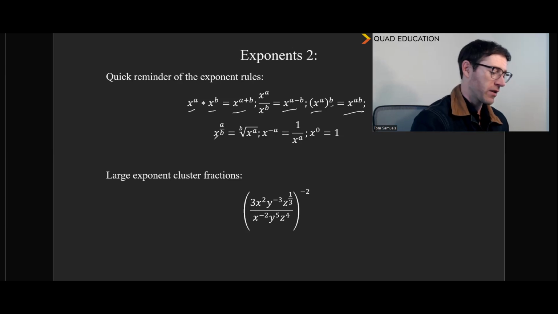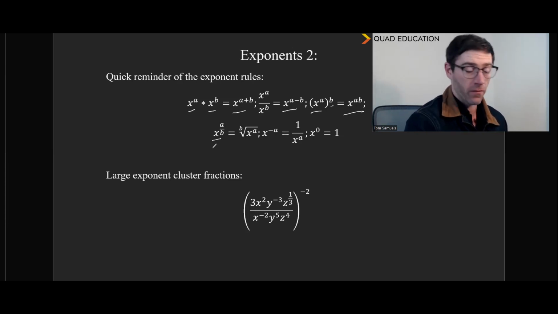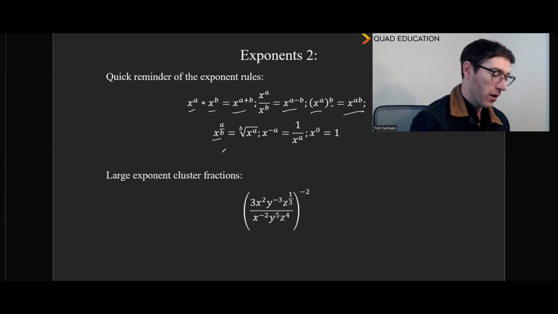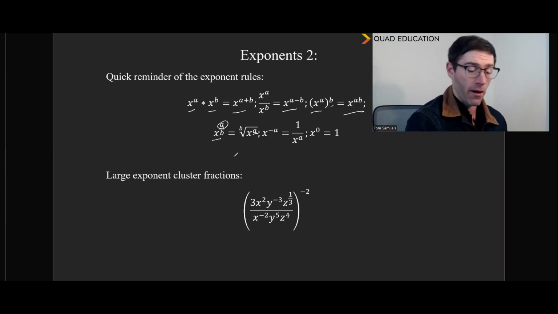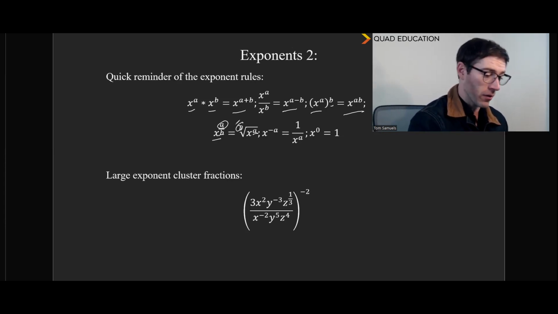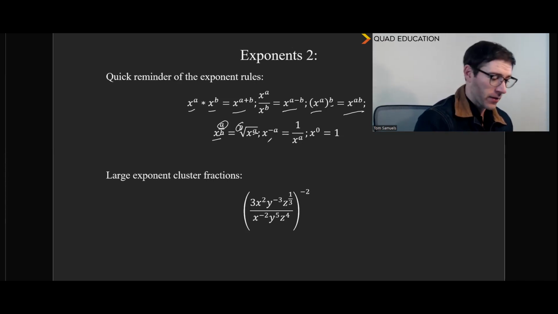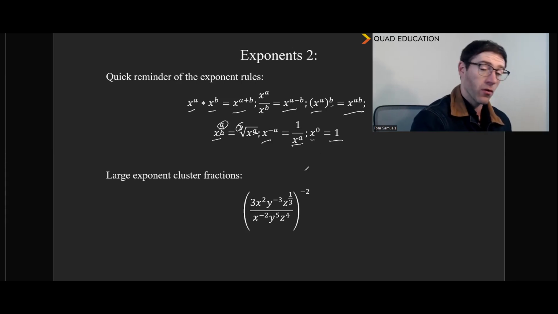Next we have x to the a over b, a fractional exponent. Fractional exponents are one of those things that give people the most trouble with exponents, so pay attention for this one. In any case, for exponent fractions, the numerator is the power and the denominator is the root. So x to the a over b is the b root of x to the a. X to the negative a just means 1 over x to the a. And then finally, x to the 0 is 1. So those are the basic exponent rules.